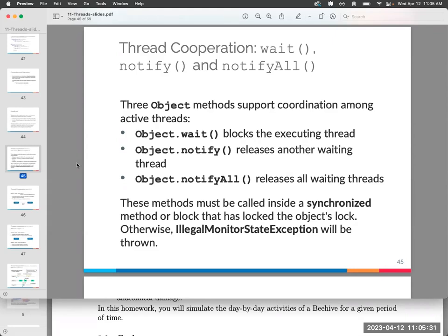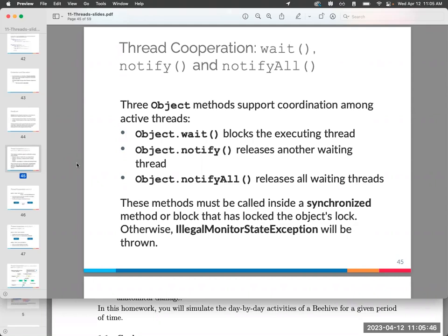In this case, when I call this wait method, I am putting the thread in that wait state that would not be left until the thread is notified.